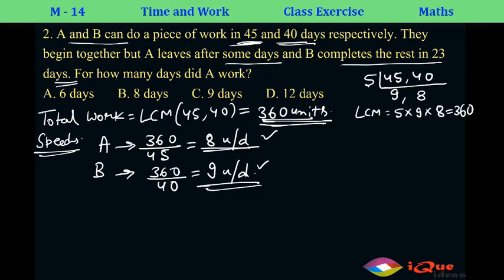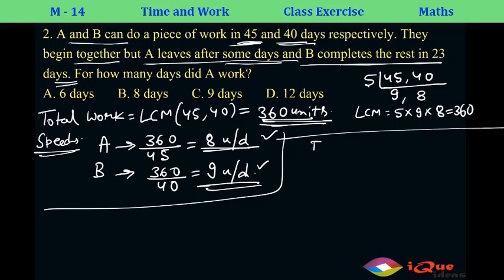Now what is the question saying? They began together, but A leaves after some days and B completes the remaining work in 23 days. Let's see. So there are two parts of the work. Right? Let's say the first part is done by both A and B together. The second part is done by only B alone. And only B alone completes the remaining work in 23 days.